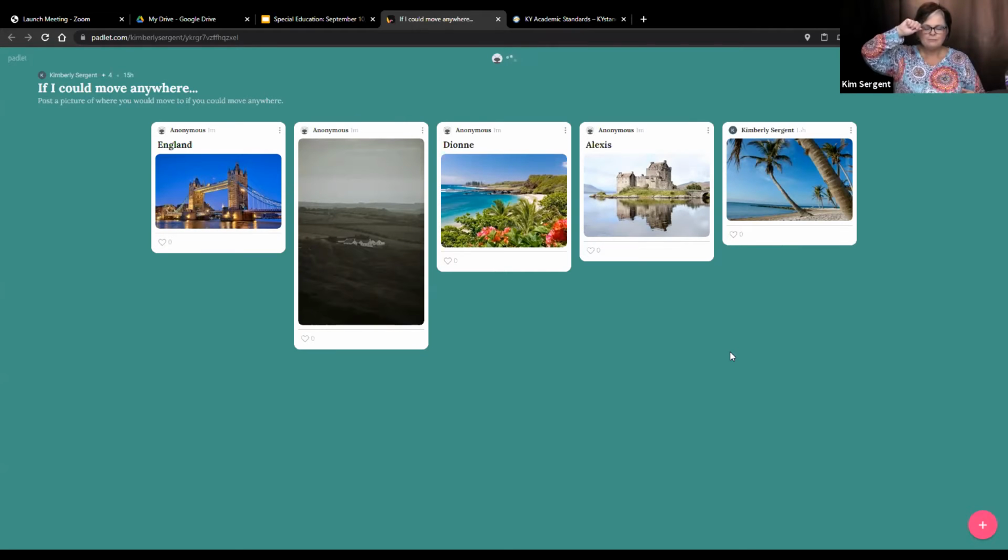So anyway, as the kids identify why they want to move there, then you can identify what concept that is within geography.